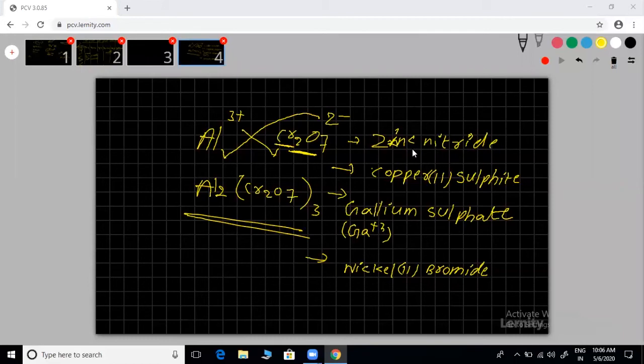Yeah, someone wrote zinc nitride correctly also. Fine, we can discuss that. Good, you're writing well. Zinc nitride means the element Zn 2 plus and N3 minus. So just crisscross, so Zn3N2. This is the zinc nitride.